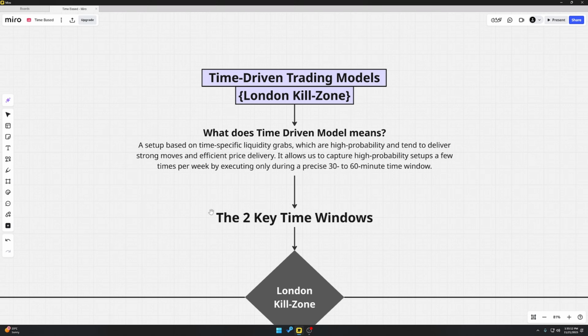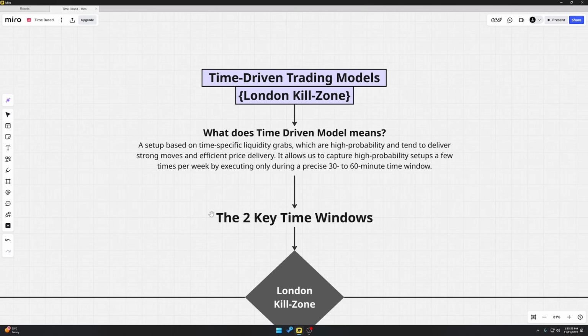During these windows, almost every ICT concept, whether it's a fair value gap, an inverse fair value gap, an order block, or a breaker, tends to work more reliably because the market is already primed for a liquidity event. This results in stronger moves, smoother price delivery, and fewer failed setups. By focusing only on these precise 30 to 60 minute windows, you can catch multiple high probability trades each week without spending your entire day watching charts. It's efficient, it's repeatable, and it puts you in sync with the highest quality market movements.